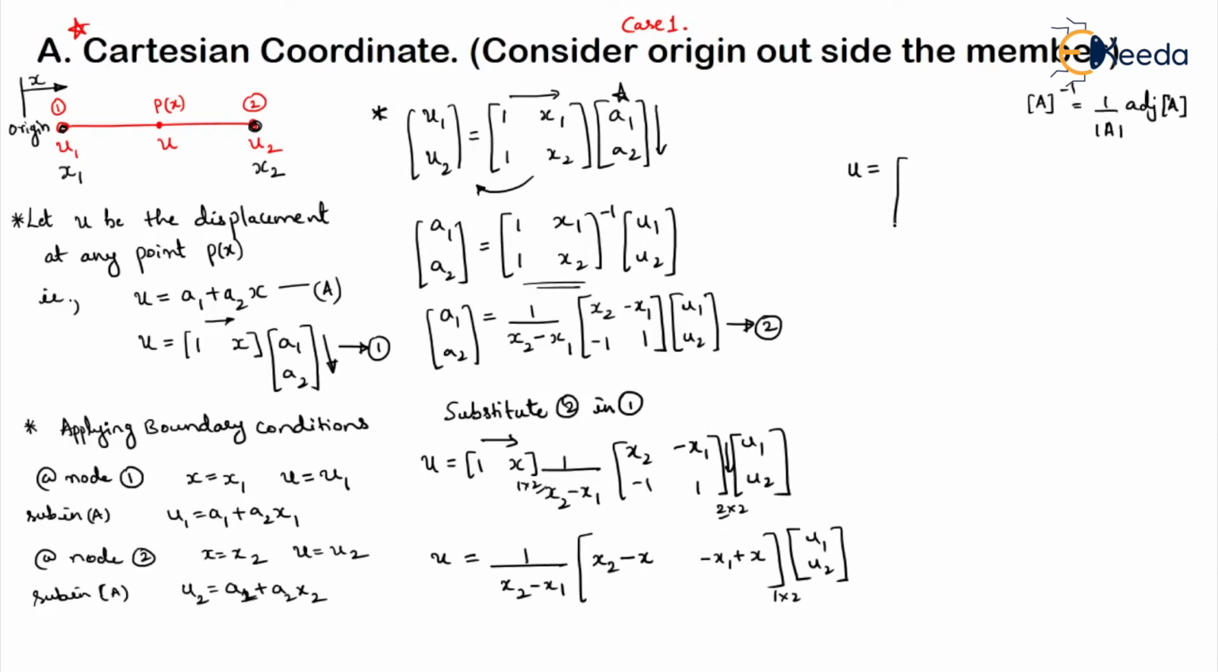Taking those values inside, so (x2 - x) by (x2 - x1). This minus sign I'll put on the other side, so (x - x1) by (x2 - x1). So this multiplied by your u1 and u2, right? So this is your final u value.